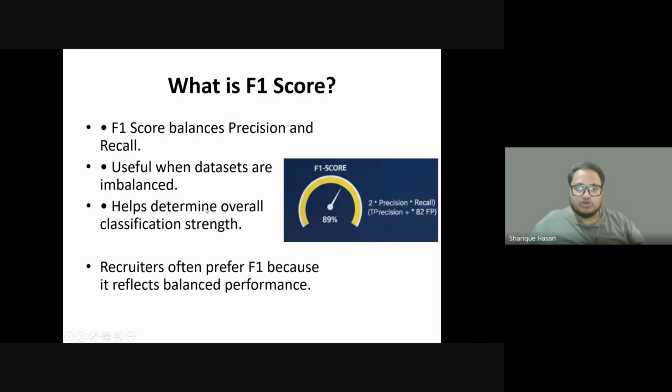It helps to determine the overall classification strength. Recruiters often prefer F1 because it balances performance. As you can see, the formula is also there: 2 times precision times recall, over precision plus recall. Okay, this is the formula for F1 score. It is a combination of both recall and precision.